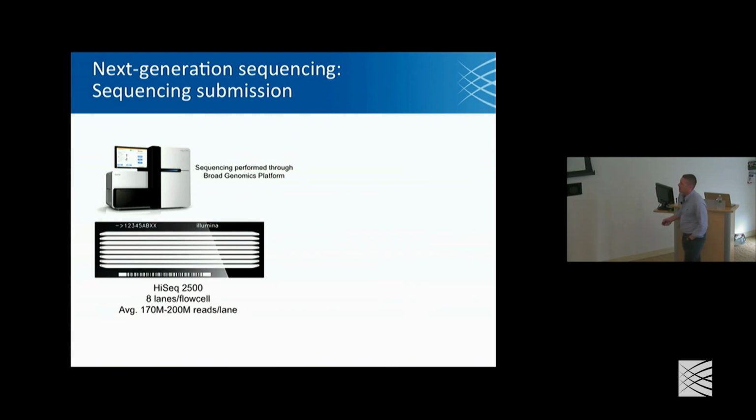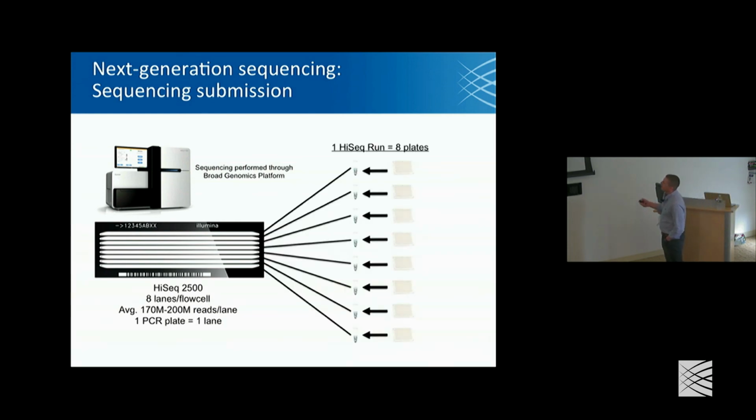Okay, so now on to sequencing. We sequence everything on a HiSeq 2500. The setup we use is 8 lanes per flow cell, and we get an average of about 170 to 200 million reads per lane. The way we do this is we take one plate, which we pool together, and each individual plate goes on one lane of the HiSeq.